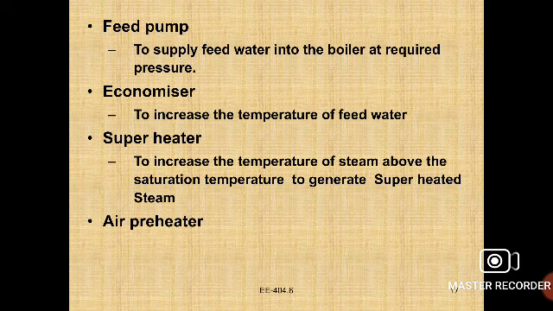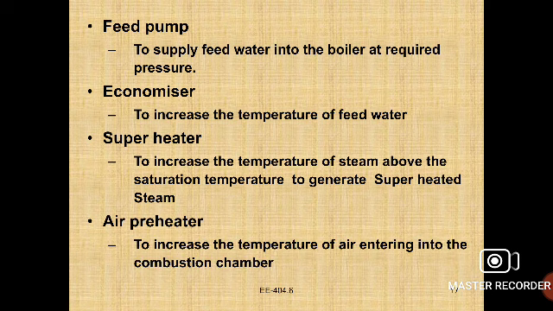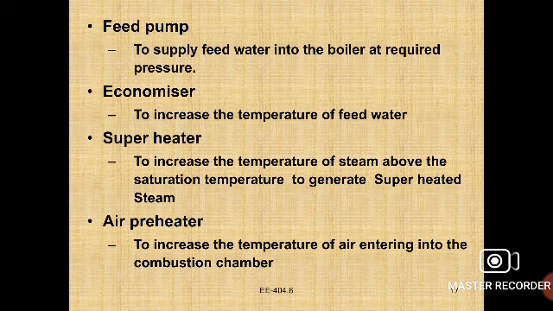Next one, air preheater. An air preheater is used to increase the temperature of air entering the combustion chamber. While we are supplying the air into the combustion chamber or furnace, whatever it may be, each and every time we are supplying completely heated air. Air preheater means already heated air is supplied inside the boiler. The combustion chamber is already combustible, so if we are supplying heated air, the action will be fast.